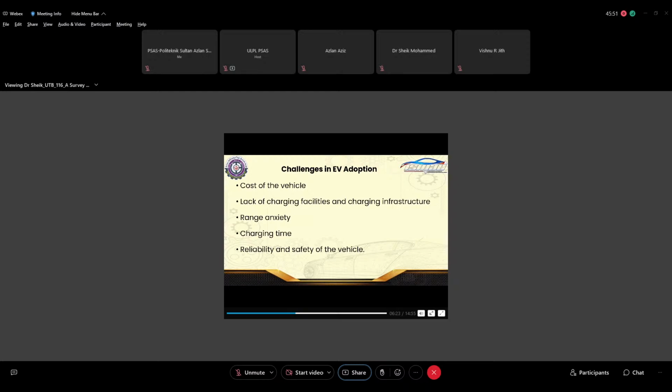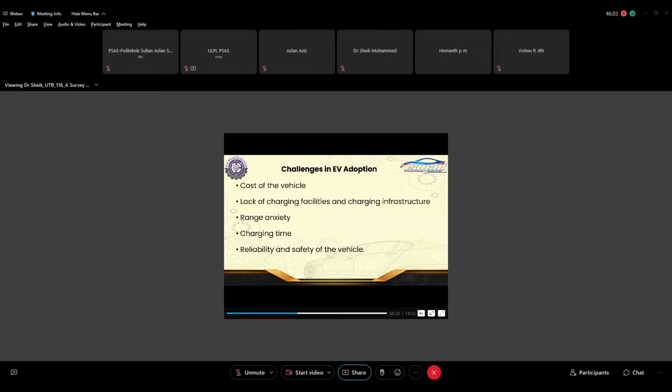Whenever you approach the public and ask them about buying a car, they always ask you a question: where are the charging stations? Range anxiety is another big challenge, because due to the lack of charging facilities and charging infrastructure, people are afraid of what if the car stops because the battery drains out. And as I stated, range anxiety is another big challenge.